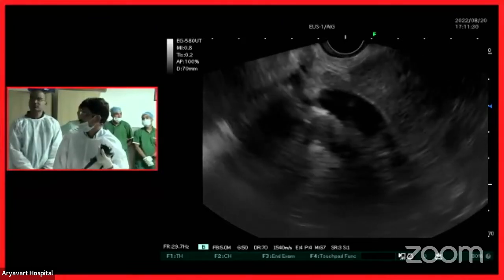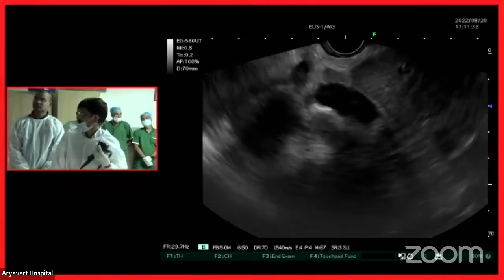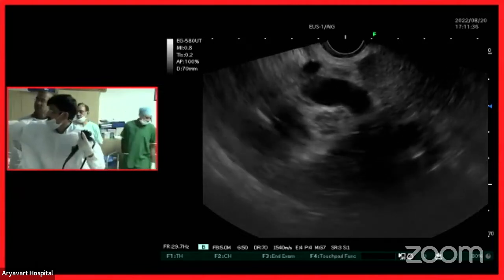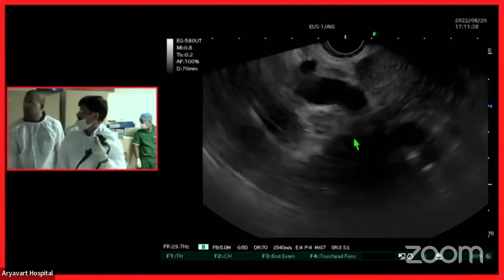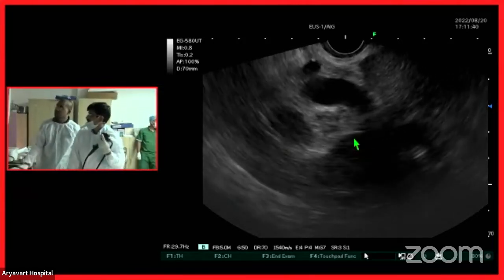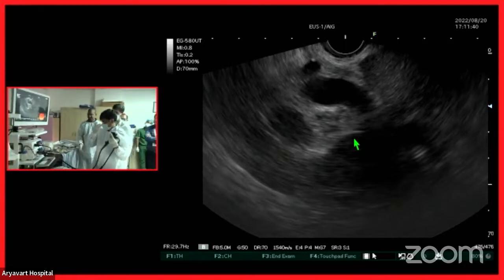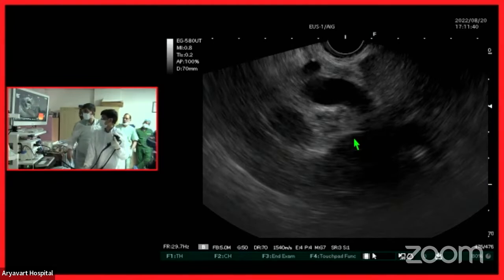That's the portal vein coming through. Just beyond the portal vein, I think there is a mass-like lesion, just under the portal vein. Yeah, just freeze. Dr. Vikram, please again help me. You know the knobs better. The other way around.